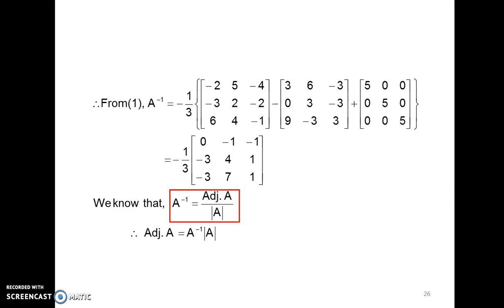So what we have seen is two uses of the Cayley-Hamilton theorem.